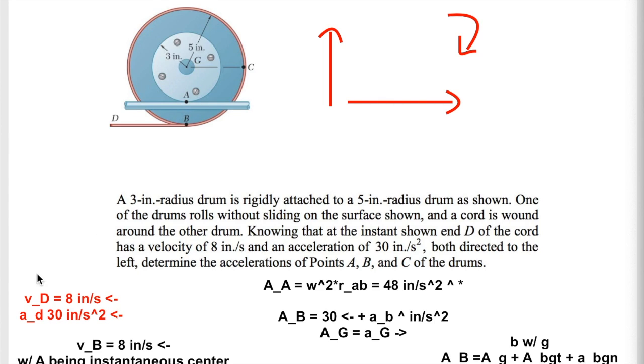We're given that the velocity of D here is 8 inches per second to the left, and the acceleration of C is 30 inches per second squared to the left. So we just set up our frame, with positive in this case going clockwise to match the spinning of the wheel.